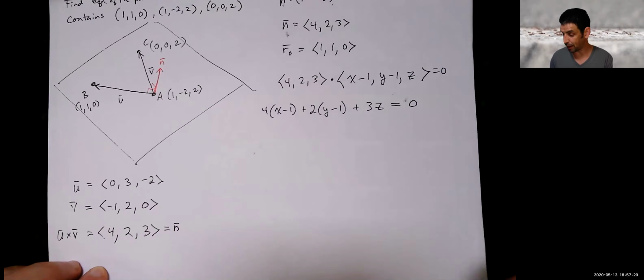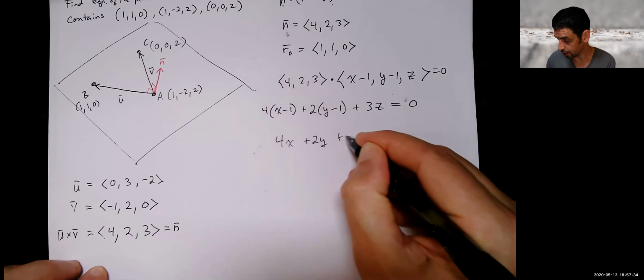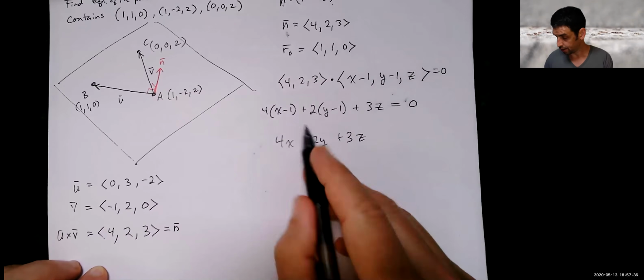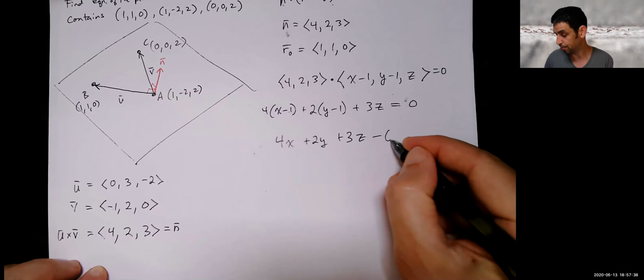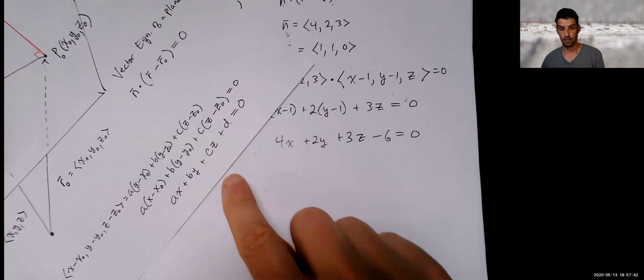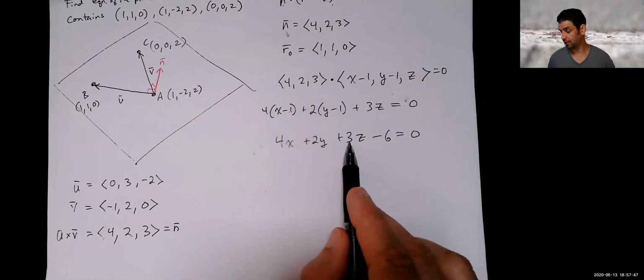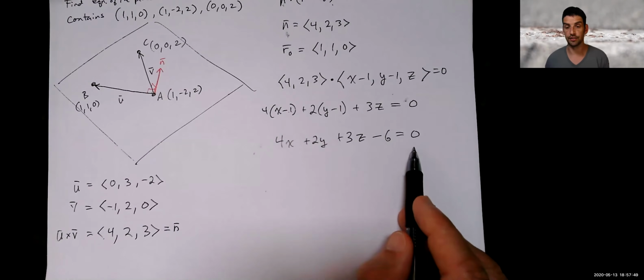You can also expand this and end up with 4x plus 2y plus 3z. You'll get a -4 and a -2, -6 equals 0. And that was that alternate expression for the plane, right? ax, by, cz plus d gives us 0.